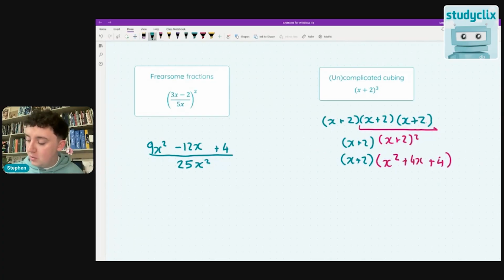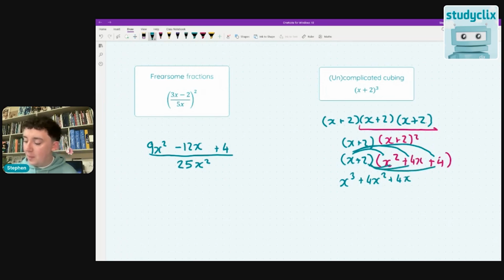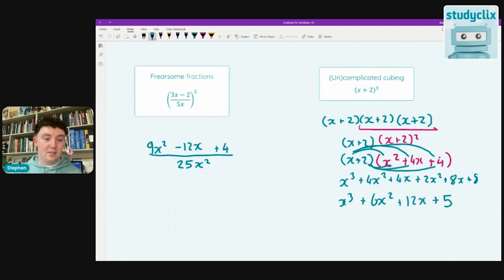And all we're going to do now is fire in the x to all 3 terms and then fire in the 2 to all 3 terms. So when I multiply x into all the terms, I get x cubed plus 4x squared plus 4x. And then we're multiplying 2 into our pink bracket to give me 2x squared plus 8x plus 8. And now what we can do is add together our like terms. Our x cubed is out there on its own. If I add together the 4x squared and the 2x squared, it gives me 6x squared. And then 4x plus 8x, which is 12x. And then I have my plus 8 at the end.